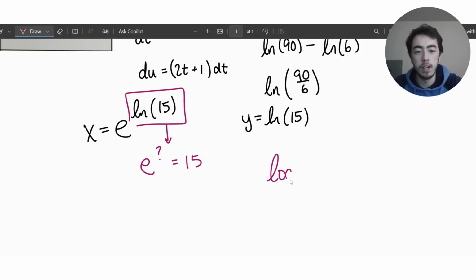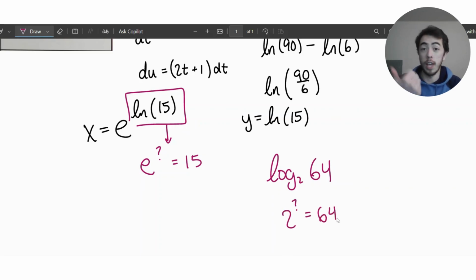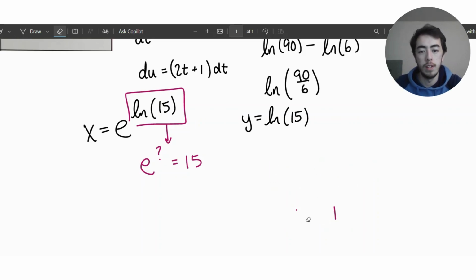Like if I asked log base 2 of 64, this is asking 2 to what power gets me 64. You could just count by your powers of 2: 2, 4, 8, 16, 32, 64. And then you'd eventually hit 64. So this number is just a 6. Anyways, logarithms ask how many of my base do I need to multiply all together to hit my target number.